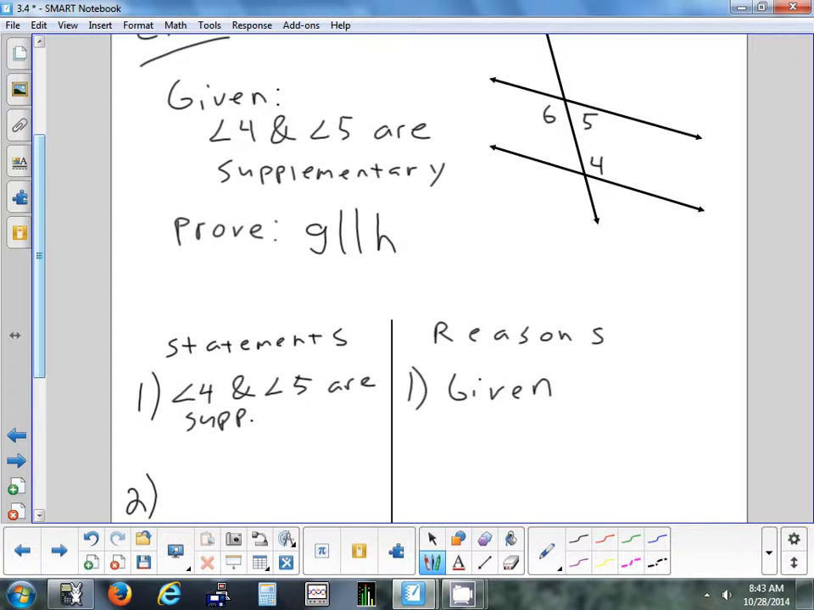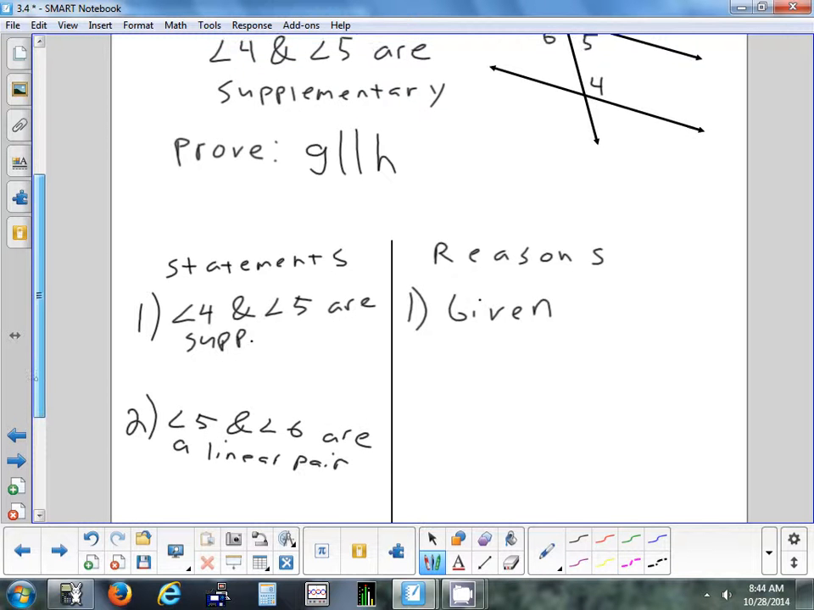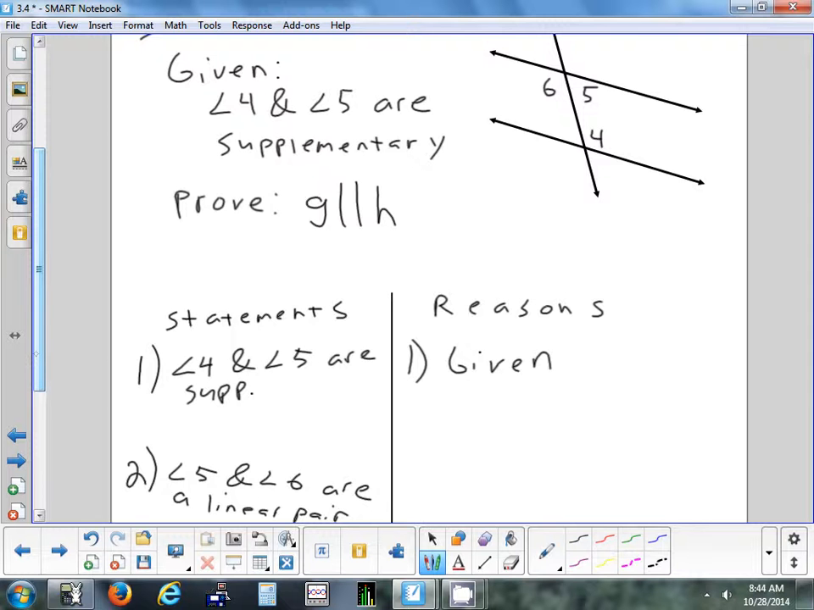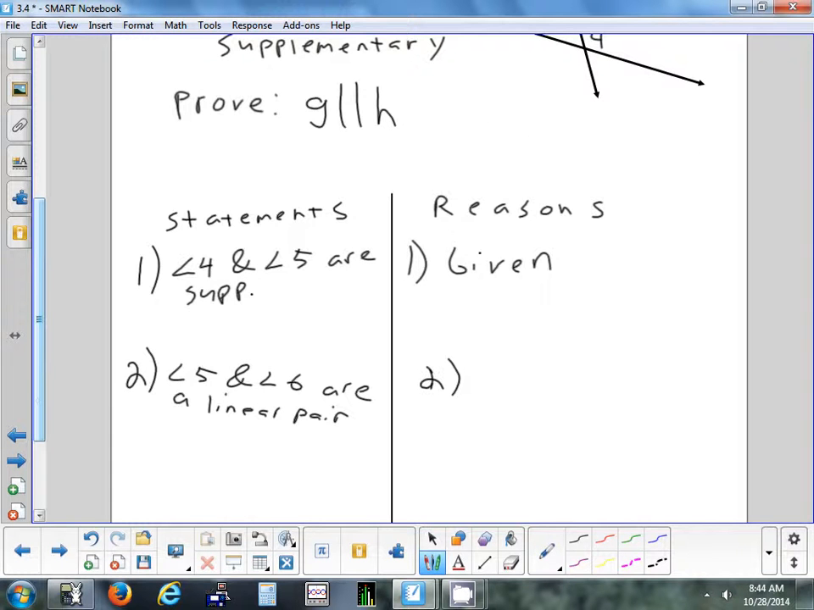Okay, now let's take a look at the other pair of angles. What about 5 and 6? What do 5 and 6 form? Yeah, 5 and 6 form a linear pair. So angle 5 and angle 6 are a linear pair. What's the reason for that? The definition of a linear pair: two adjacent angles where the non-common sides form opposite rays.